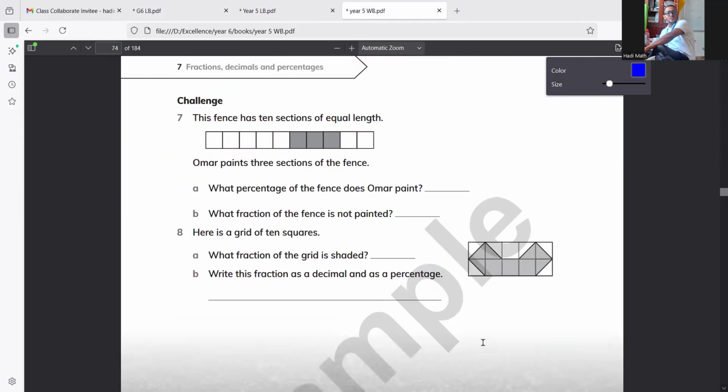Let's go to the question after. They say this fence has 10 sections of equal length. Omar paints these sections of the fence. What percentage of the fence does Omar paint? Let's count how many are painted, since we need the percentage. We say 1, 2, 3. Those are 3 out of what? Out of 10. And 3 out of 10 will be 30%. As a percentage, it is going to be 30%.